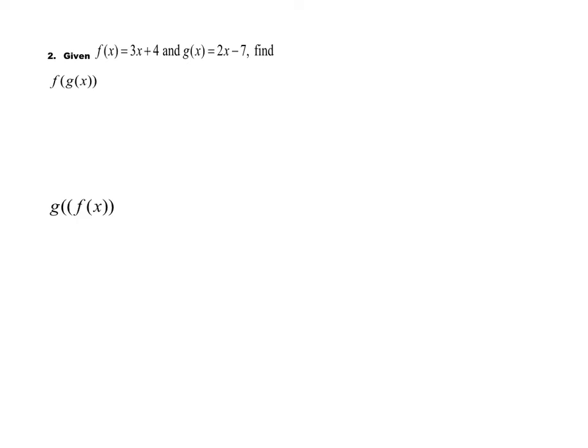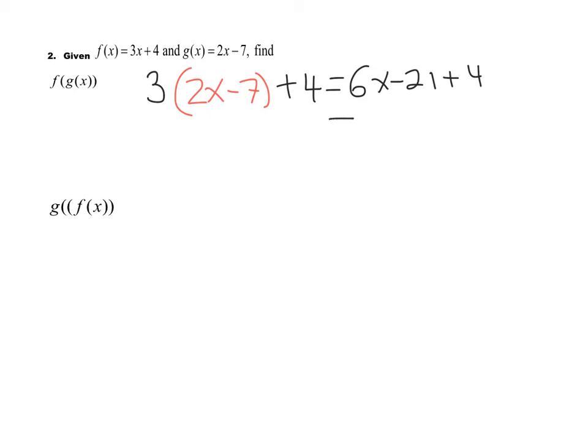Let's do another example. So f of g of x. I start with the f function, so 3, and instead of x, I'm going to plug in g of x, and I have plus 4. This is equal to 6x minus 21 plus 4, so I get 6x minus 17.